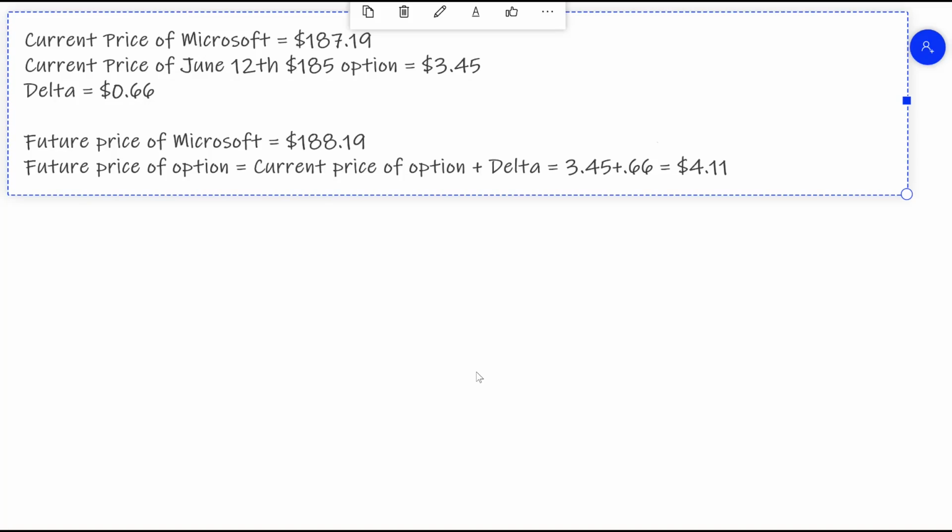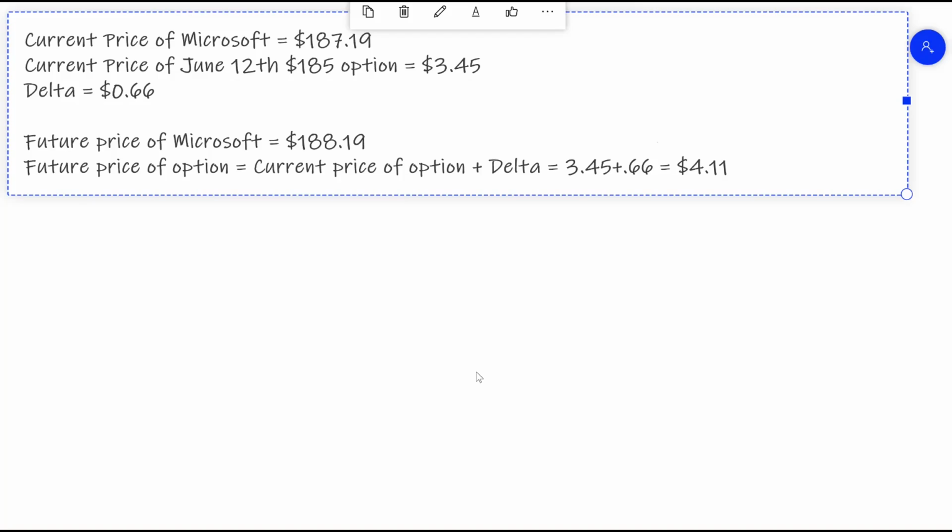So let's do the actual math for this option. The price of Microsoft is at $187.19. The price of the option is $3.45 and the delta is 66 cents. So how do I find the price of the option when the underlying asset, which is Microsoft, is at $188.19? All we have to do is take the current price of the option, which is $3.45, add it to the delta, and you get the price of the option when Microsoft is at $188.19.